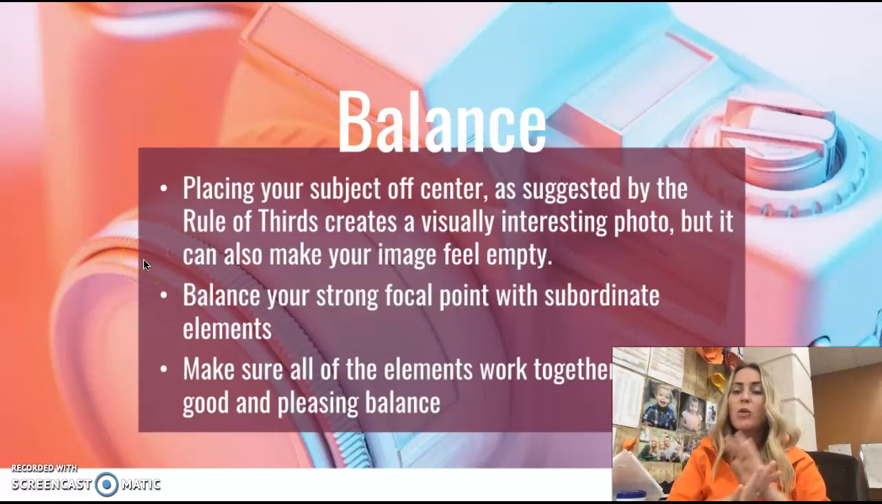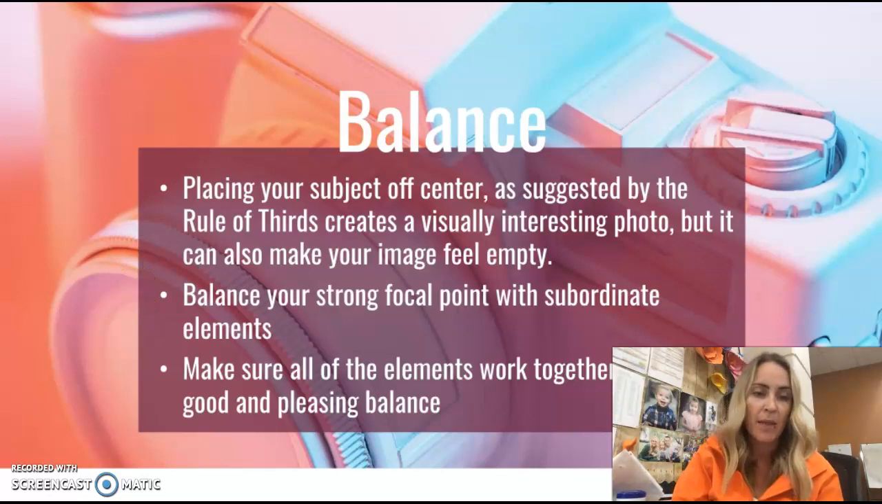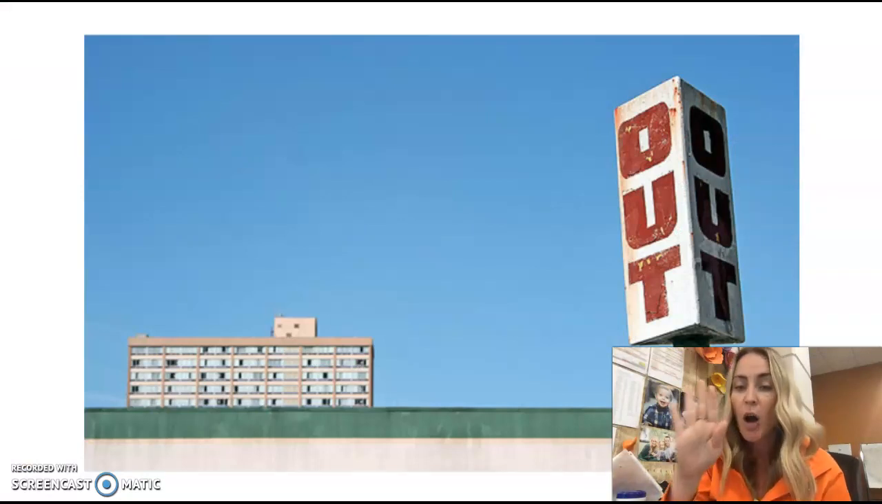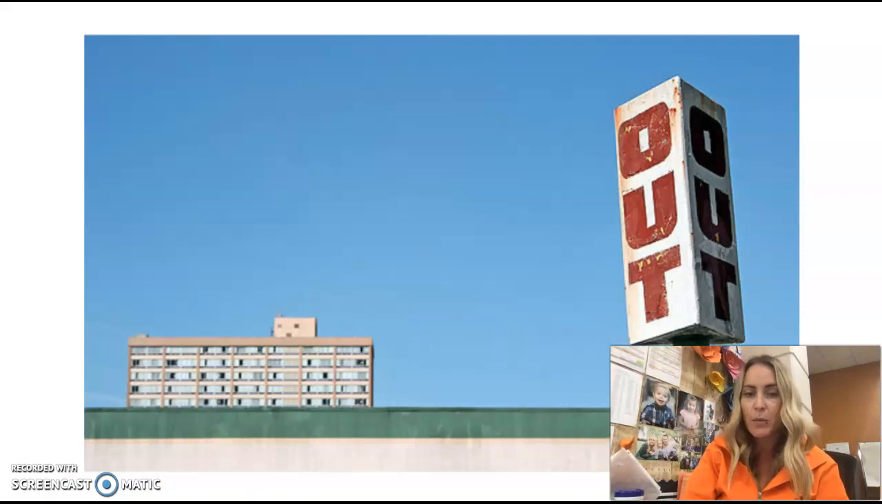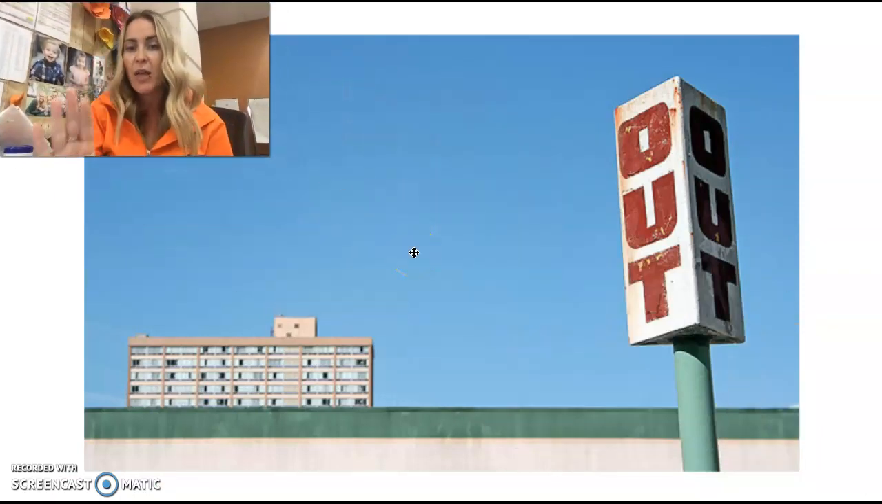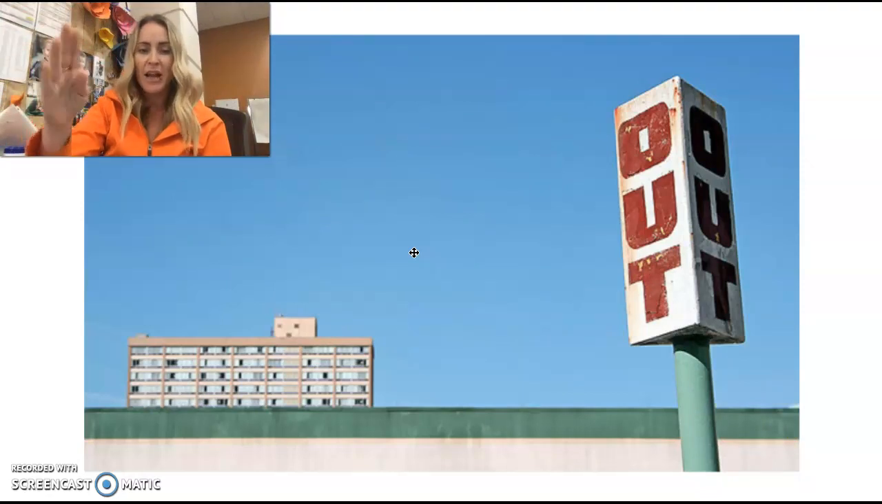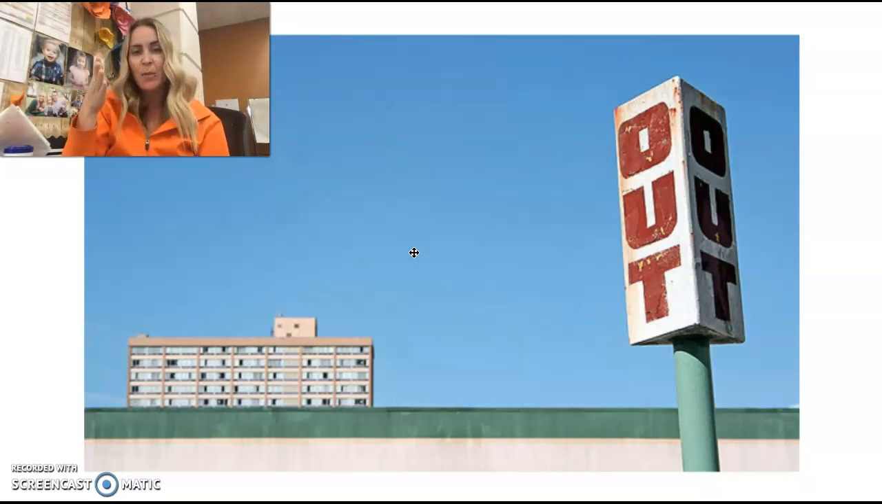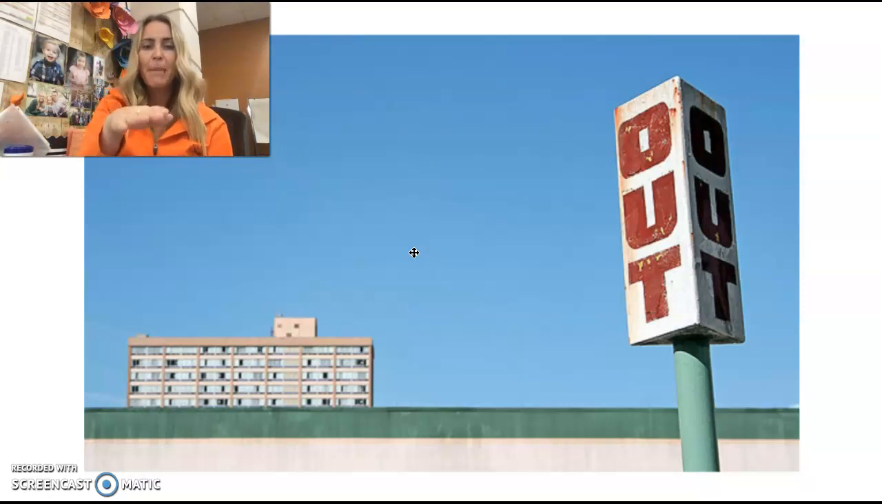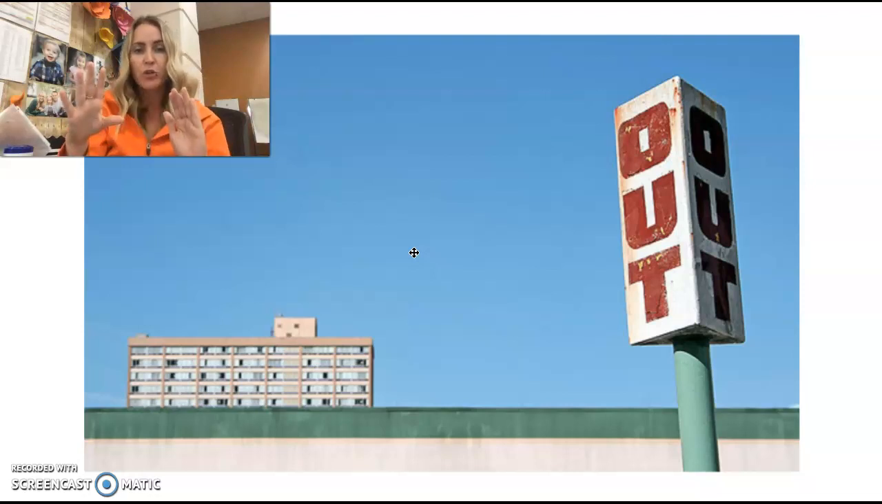Make sure those elements, by the way, work together. You don't want two opposing elements, and I'm going to show you what I mean by that. So here's balance. We have our dominant focal point in the foreground, that rusty, let me move my webcam so you can see it better. You have that rusty out sign in the foreground. That's our dominant element, our dominant subject, our focal point. But if we had just that sign in the image, it could create a really empty, kind of boring photo. So by placing that building in the background, kind of off to the side, it balances out the sign and creates more visual interest.